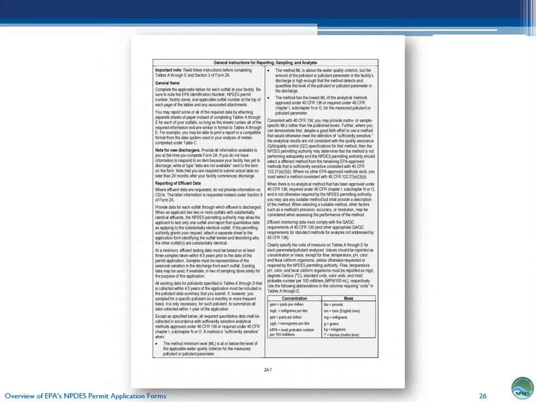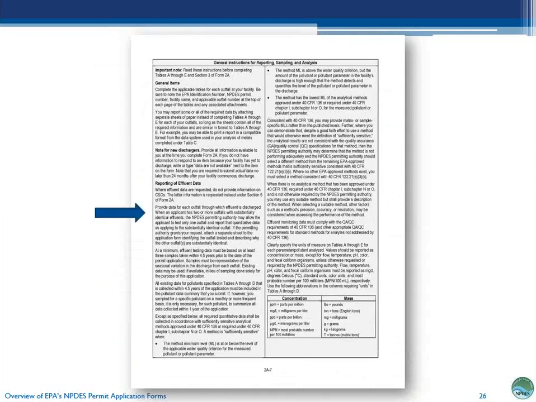The third type of instructions is the general instructions for reporting, sampling, and analysis. These instructions are included in forms requiring the sampling and reporting of effluent data and vary in each form. The general instructions for reporting, sampling, and analysis for Form 2A are shown on this slide.